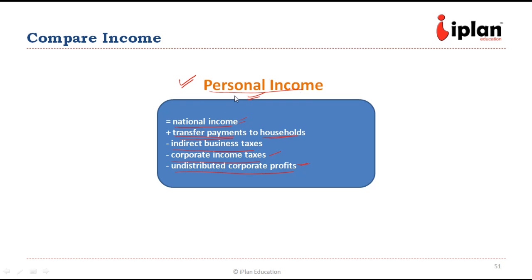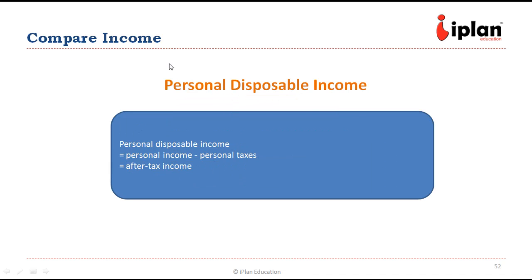Now there is one more related concept, which is personal disposable income. So what is the income which is available at disposal, or which an individual can spend? Personal disposable income will be equal to the personal income which we have just calculated minus the taxes which the person has to pay. So it is basically the after tax income, the income which is available for expenditure or saving.